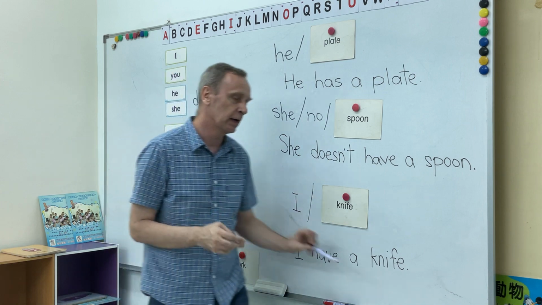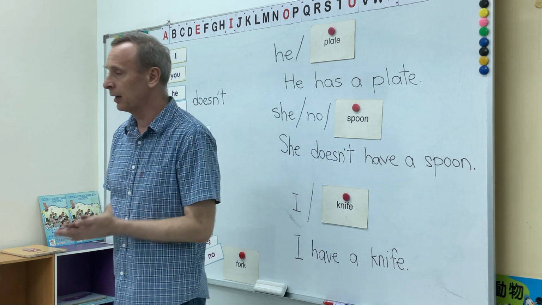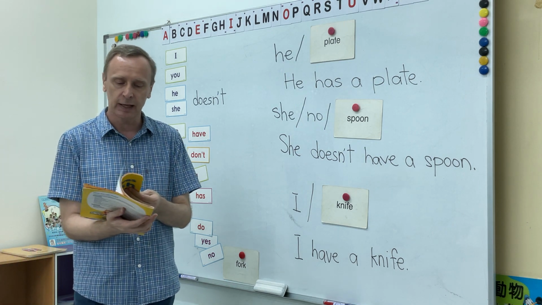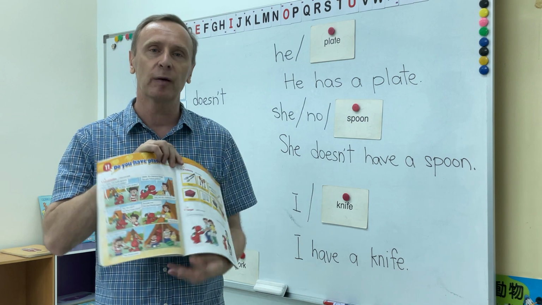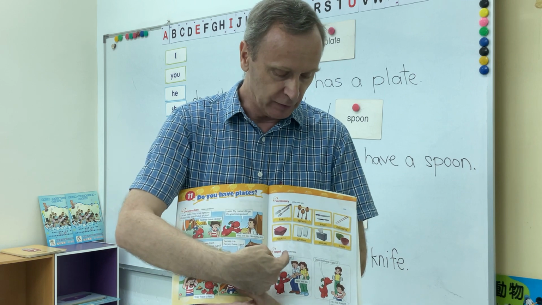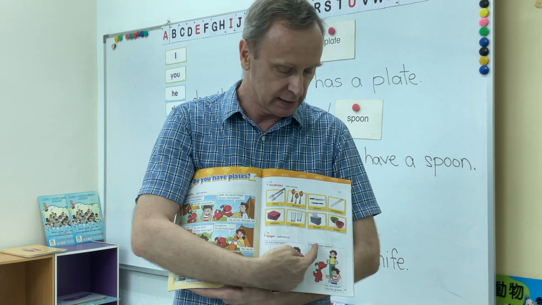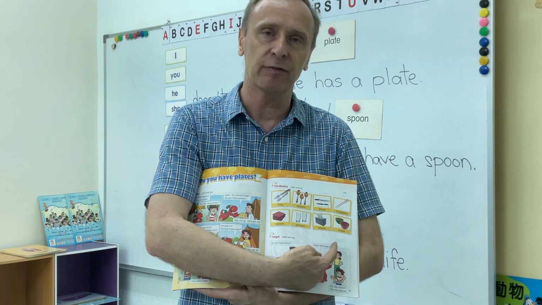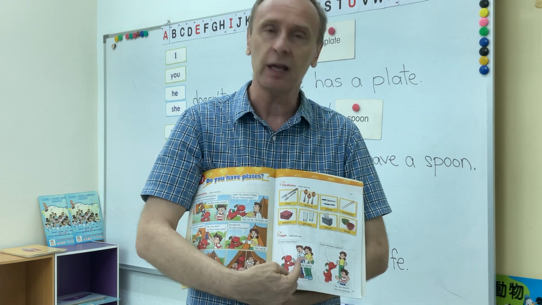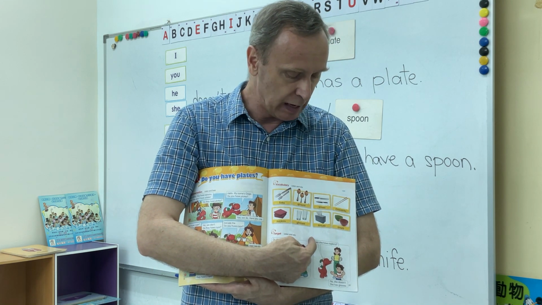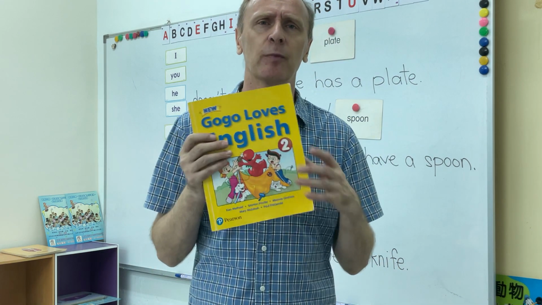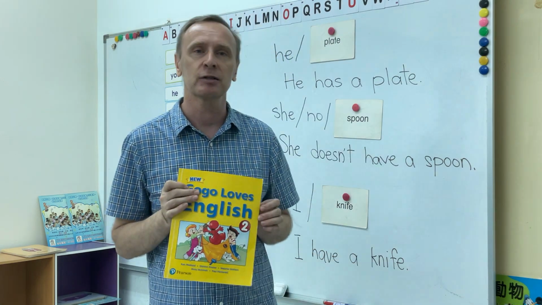Okay, let's take a look one more time and see if we can remember clearly. Lesson 11, the name of the lesson is like this. Do you have plates? Do you have plates? And if it's a he or she, do becomes does. So it says, does she have napkins? When we say, do you have forks? The answer would be, yes, we do. When we say, does she have napkins? The answer would be, no, she doesn't. That's lesson 11 from Gogo Loves English, book 2 for our students.